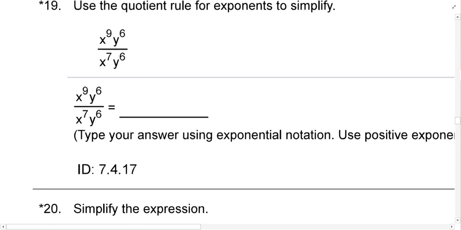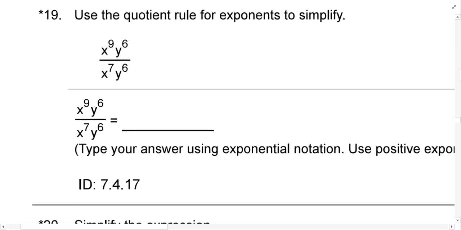Now, with 19 through 21, we start to combine some of these rules. Now, what I like to do, as long as I recognize that there's a series of multiplication across the top and the bottom of the fraction, I like to treat these as almost two separate fractions. So I have x to the 9th power over x to the 7th, and that result will be multiplied by y to the 6th power over y to the 6th power. And if I treat those as two separate fractions, then I think answering each one is a little bit more manageable.